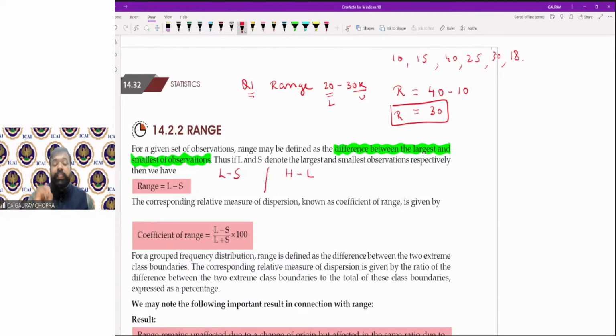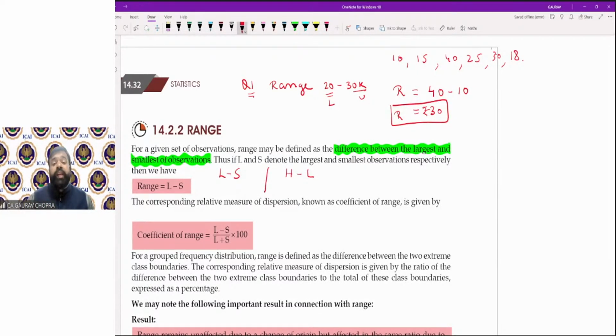Now, range is the part of absolute measure. तो इसके पीछे कुछ भी यूनिट लग सकता है. If all the figures are in rupees, then you will use rupees. If they are in kilogram, then you have to use kilograms. तो जो यूनिट आपको सीरीज में दे रखा है, you have to use the same unit.